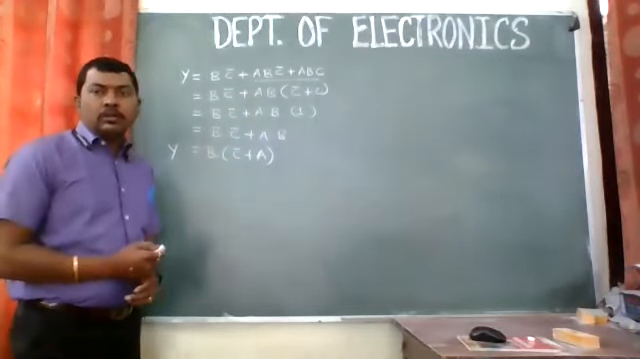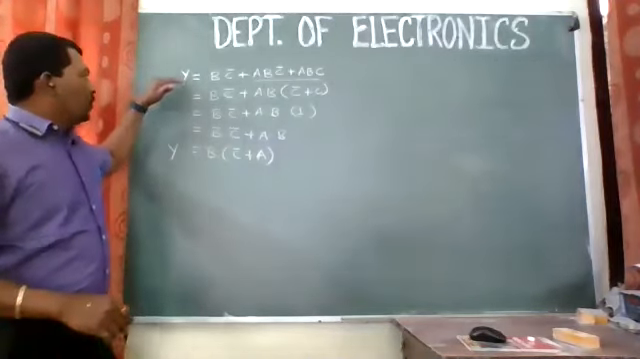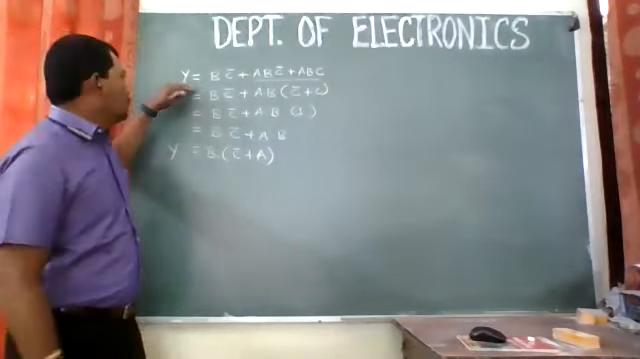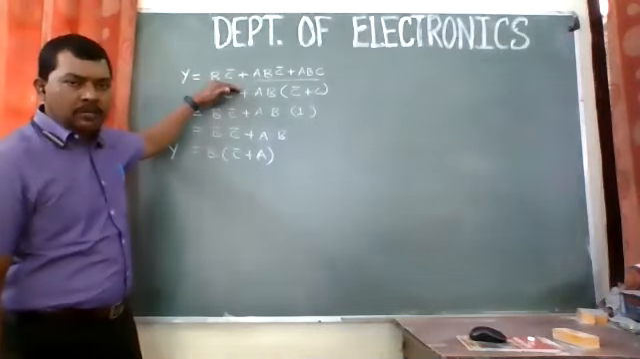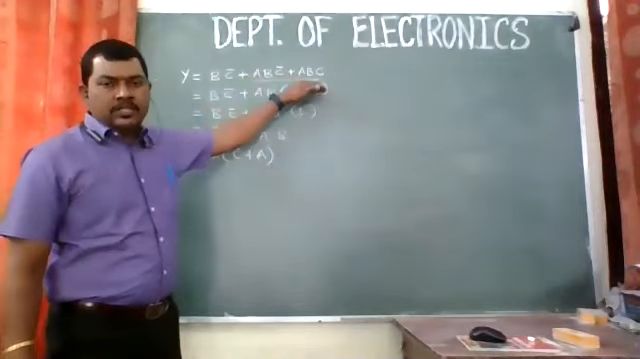Now, what about... Sir, please repeat again. Yeah, I will repeat it for you. So the initial equation was Y equal to B C bar plus A B C bar plus A B C, right?